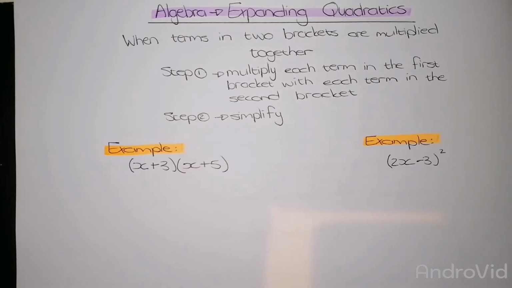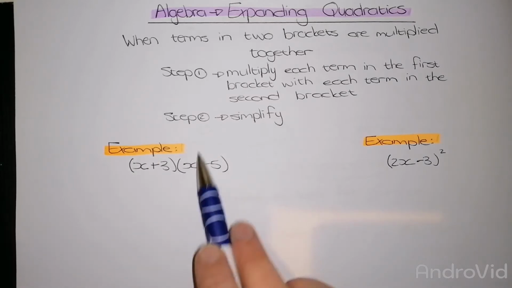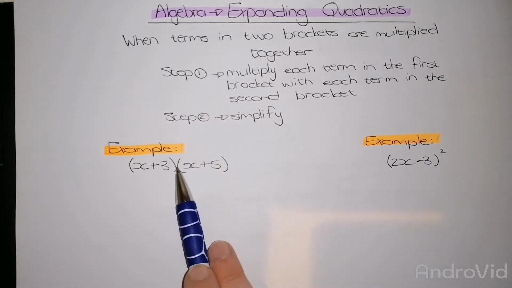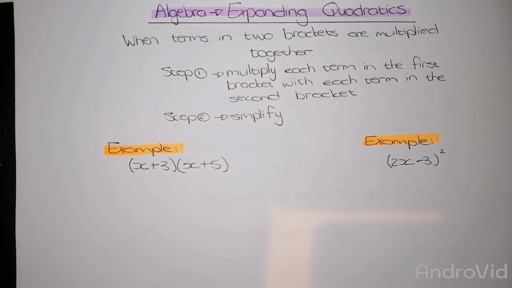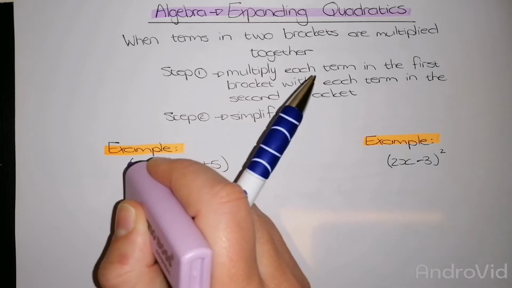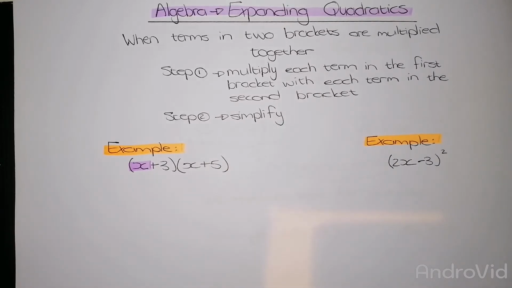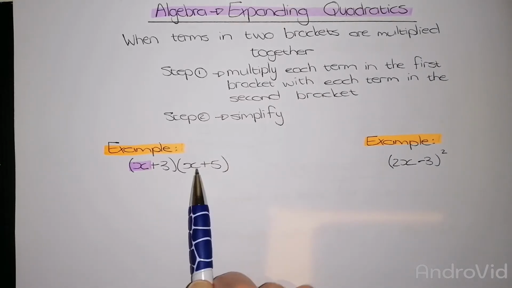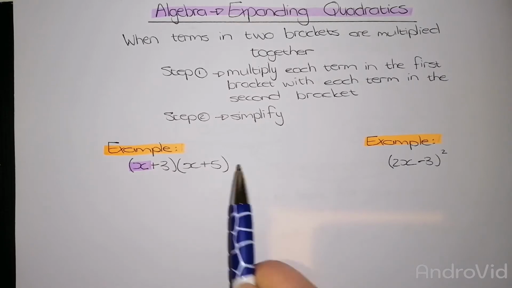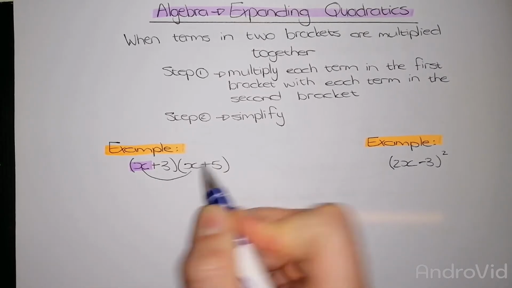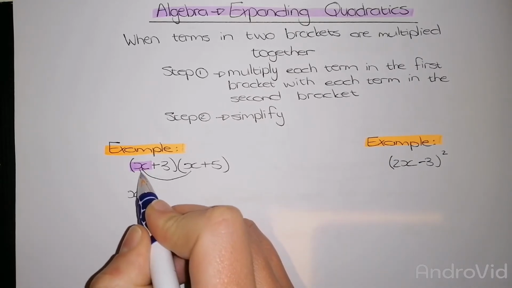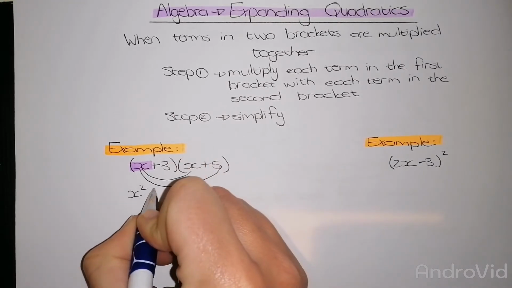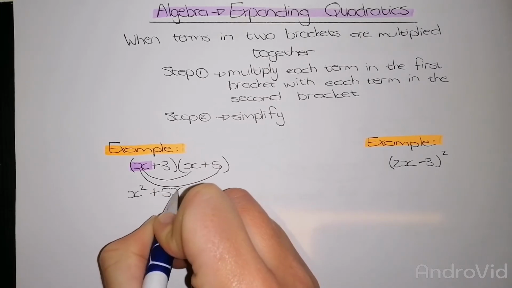We are going to do the following examples. Let's start with this one. Like we said, the first step is we need to multiply everything in the first bracket with everything in the second bracket. So the first one we're going to start with is my x. I need to multiply this x with both the x as well as the 5. So x multiplied by x gives me x squared. X multiplied by 5 gives me positive 5x.